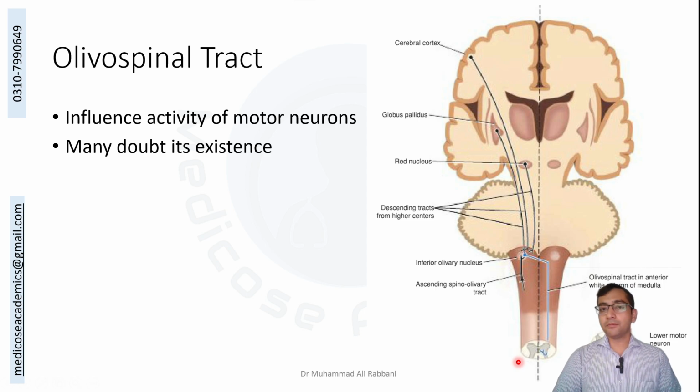Olivospinal tract. It is coming down from the olivary nucleus after crossing, and it has a number of influences from the red nucleus, from the basal nuclei, the cerebral cortex, and from other pathways too. It has an influence through the inferior olivary nucleus. These areas maintain their influence on the muscles. Again, this is not a very clearly defined tract, and many still doubt its existence. Its function is cerebellum-like functions.